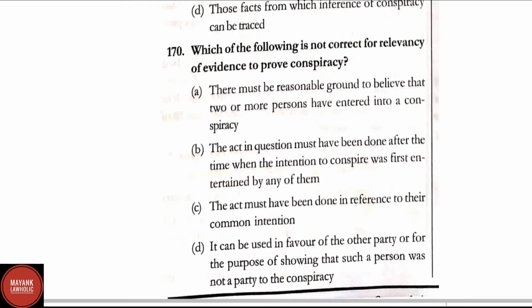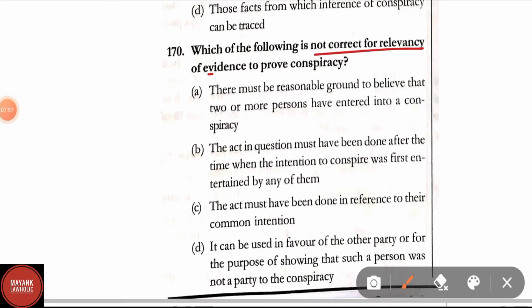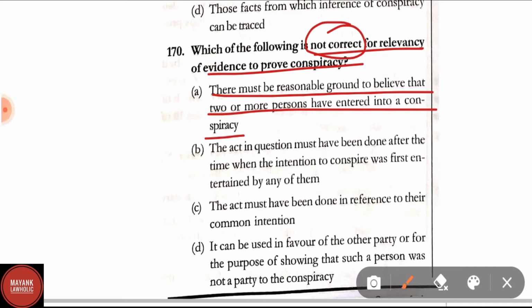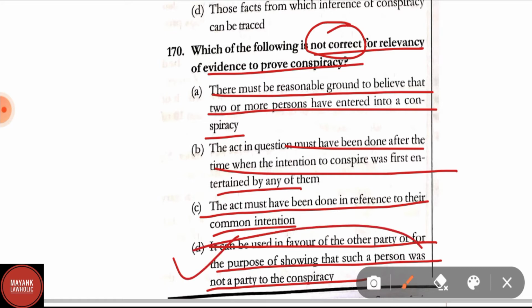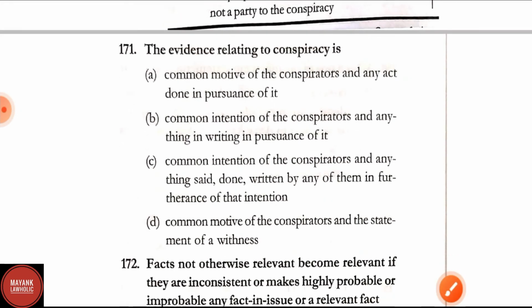Question number 170. Which of the following is not correct for relevancy of evidence to prove conspiracy? Here in this question it has been asked which of the following is not correct. Option A, there must be reasonable ground to believe that two or more persons have entered into a conspiracy. Option B, the act in question must have been done after the time when the intention to conspire was first entertained by any of them. Option C, the act must have been done in reference to their common intention. Option D, it can be used in favor of the other party or for the purpose of showing that such person was not a party to the conspiracy. Here it has been asked which of the following is not correct. Option D is not correct. Other options are correct.